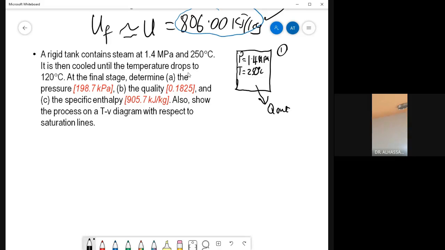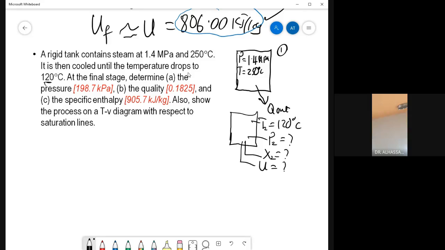So the moment you cool it down, some of the properties of the fluid are going to change. Temperature is going to change, pressure is going to change, but we are told that the final temperature at state two is 120 degrees Celsius. So now at state two, T2 equals 120 degrees Celsius. Now, at the final stage, determine the pressure, so we want to find P2. And then we want to find the quality, what is the value for X2? And also the specific enthalpy, what is h? These are the things we need to determine.